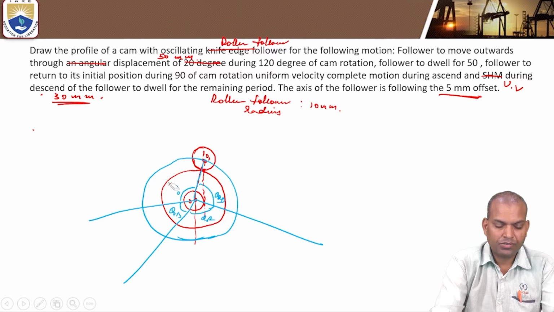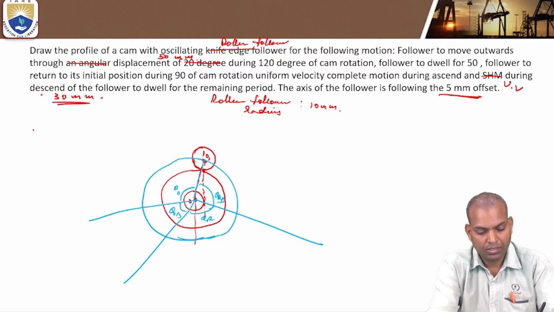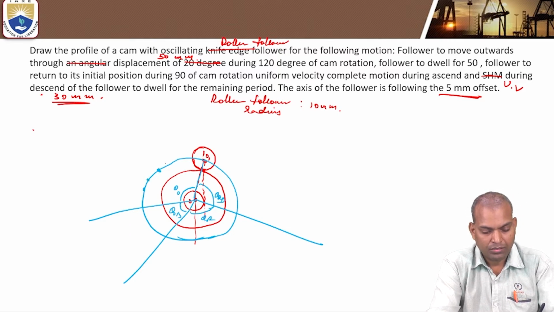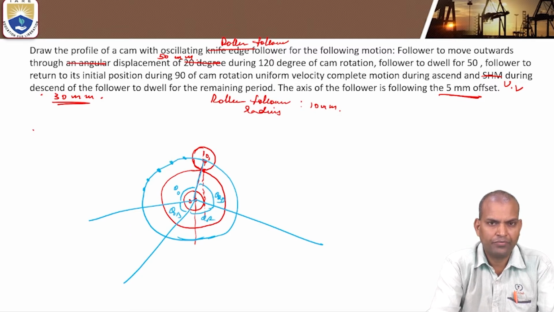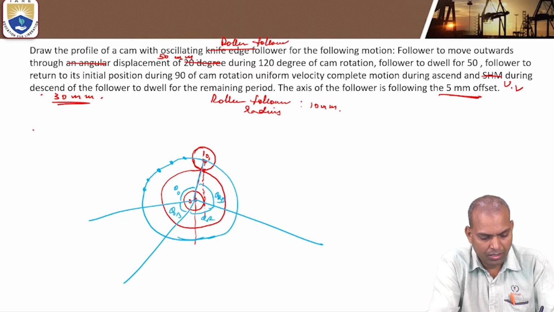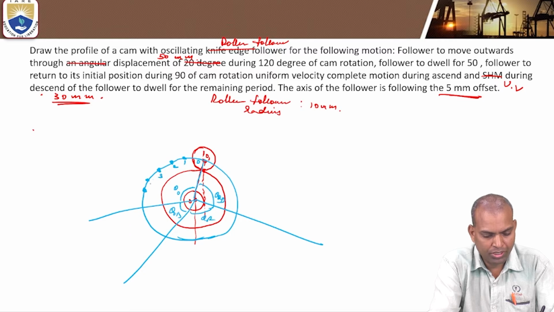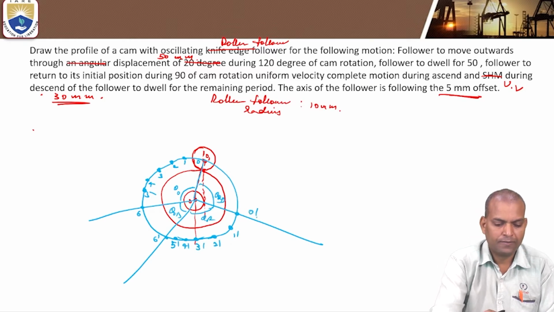Now, after dividing this, we have to divide the prime circle circumference into an even number of parts. What are they? Divide into equal parts, that is 120 by 6, an even number, there are 6 divisions, so each division takes 20 degrees. Now, these are the divisions: 0, 1, 2, 3, 4, 5 and 6. Similarly, this is 6 dash, 5 dash, 4 dash, 3 dash, 2 dash, 1 dash and 0 dash.